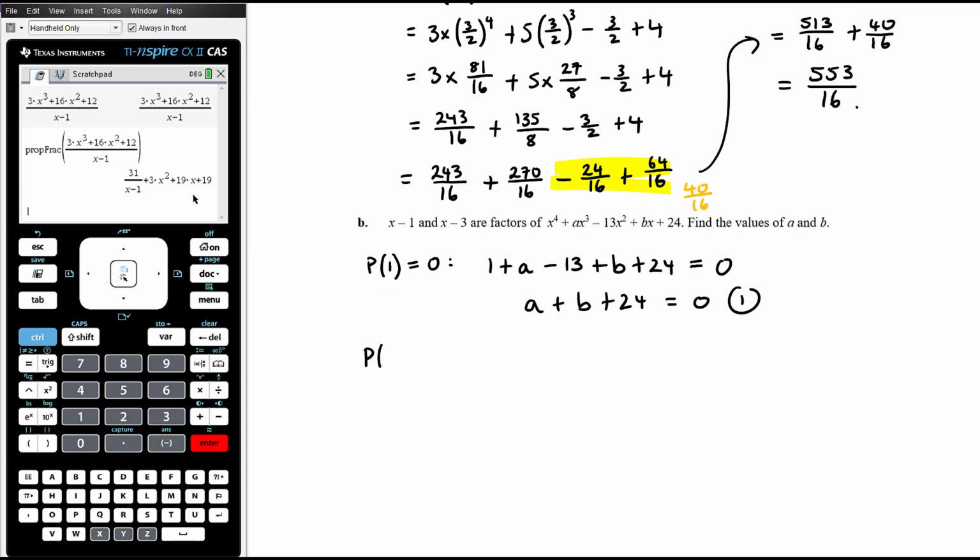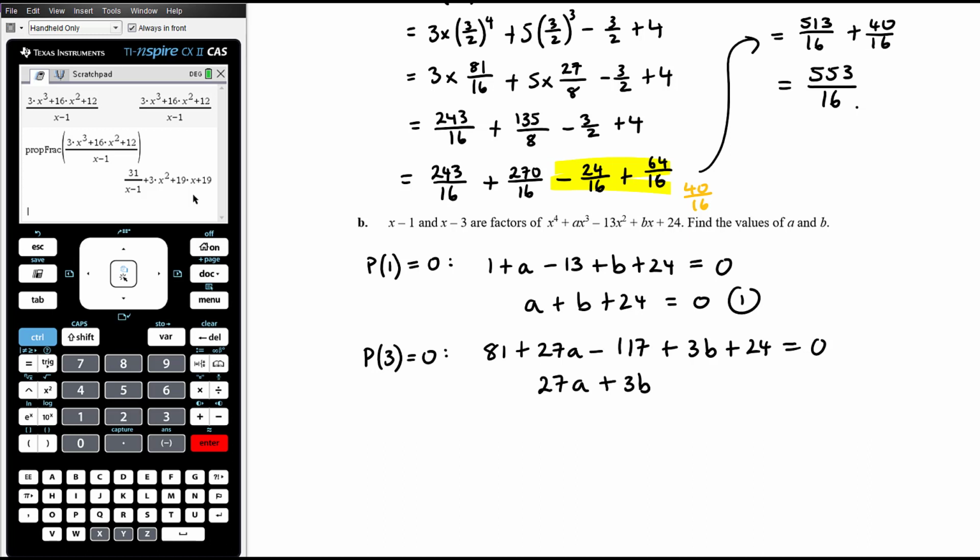And then p of 3 equals 0, because x minus 3 is also a factor. So subbing 3 into the polynomial, 3 to the power of 4 is 81, plus, that'll be 27a, minus 3 squared is 9, and 9 times 13, 9 times 10 is 90, and 9 times 3 is 27, so 117. And then plus 3 times b, plus 24, and that has to equal 0 as well. Okay, so again, tidying this up, so we've got 27a plus 3b.